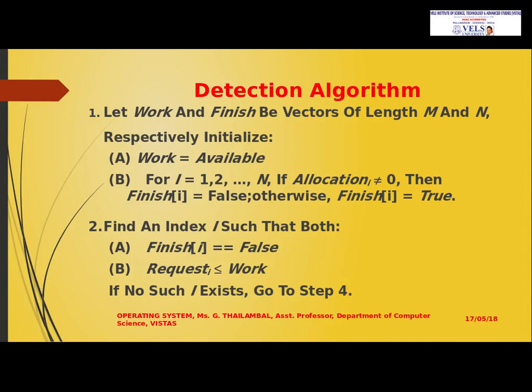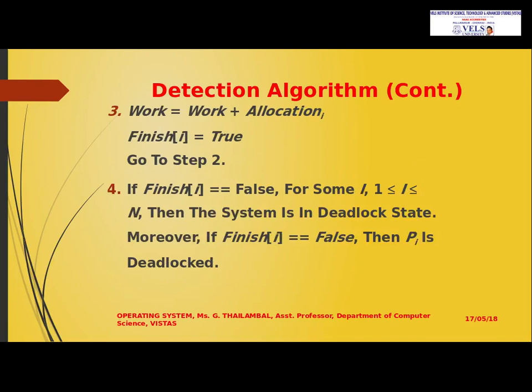If no such i exists, it goes to step 4. In step 4, if finish of i is false till the end, then the system is in a deadlock state. Then we can say a particular Pi is deadlocked because its finish state is false while the other processes' finish states are true. If one process's finish state is false, that process is the deadlocked process. And if the conditions are satisfied in the second step, then it will allocate the resources to the particular process, let the process complete, and finish of i becomes true. Again, it continues for all the processes. Only when all the processes have finish of i true will it say the processes have completed, otherwise it will say a particular process has been deadlocked.